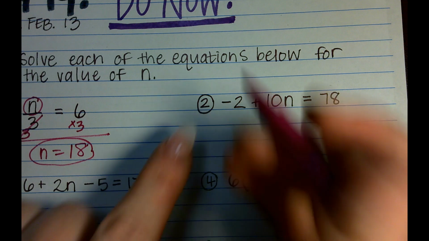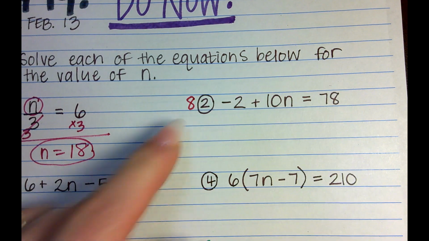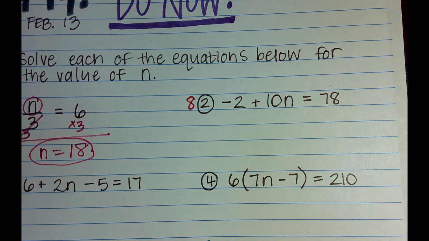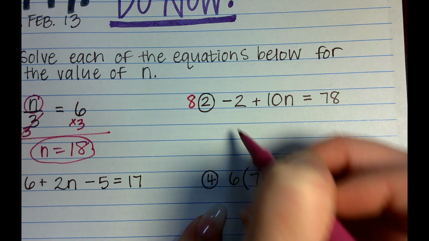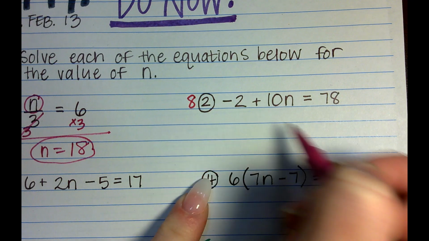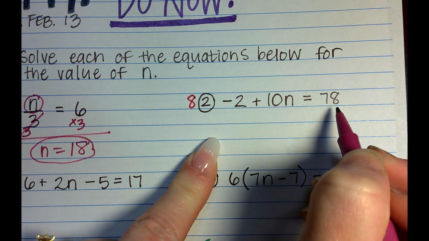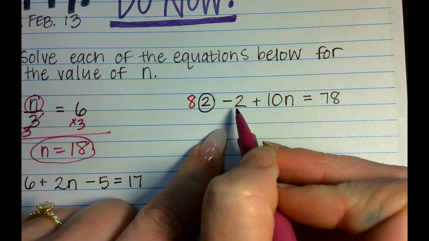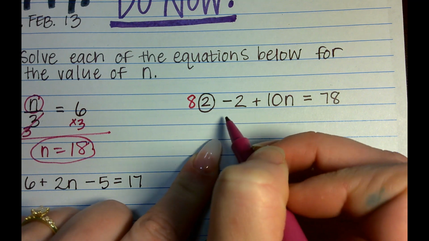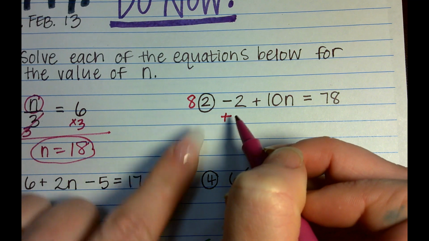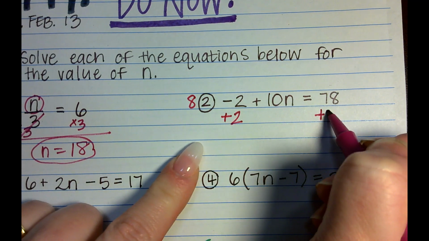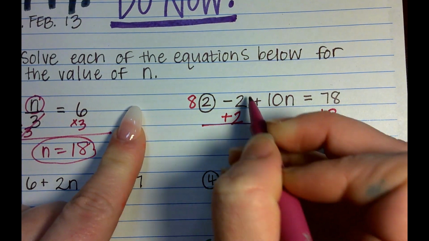You got 8? Did anyone get something other than 8? Everybody got 8? Okay, let's check it. What do I do first? Take the negative, minus 2. Minus 2, and then 78 minus 2. I'm subtracting negative 2, which ends up being plus 2. Okay, so my 2's cancel.